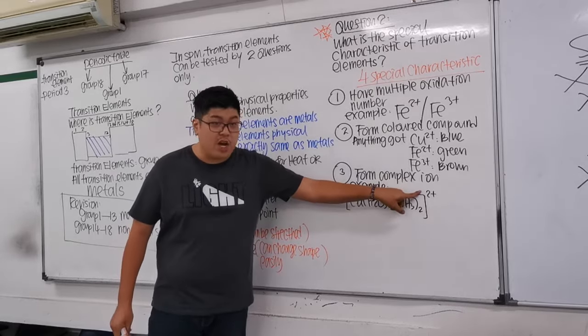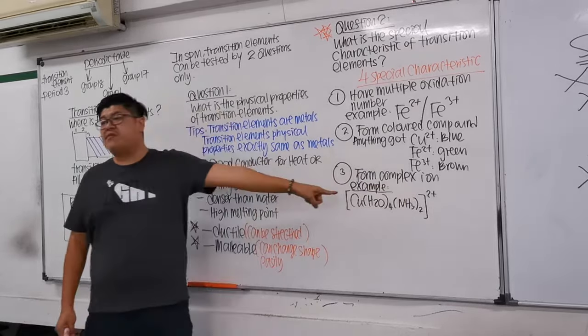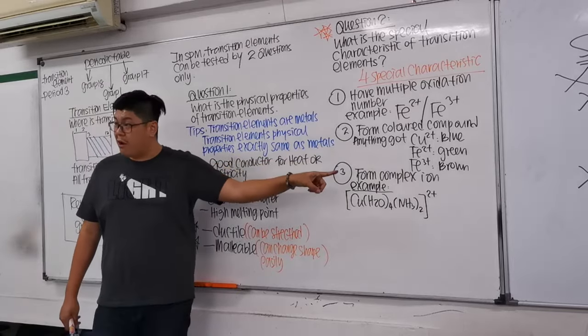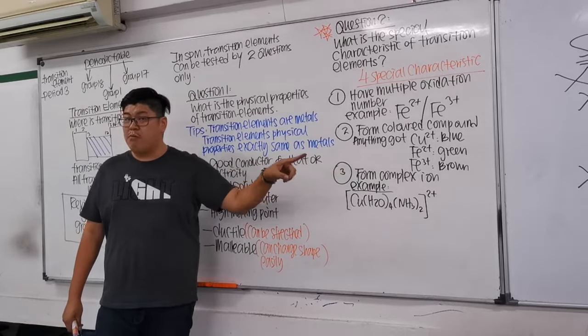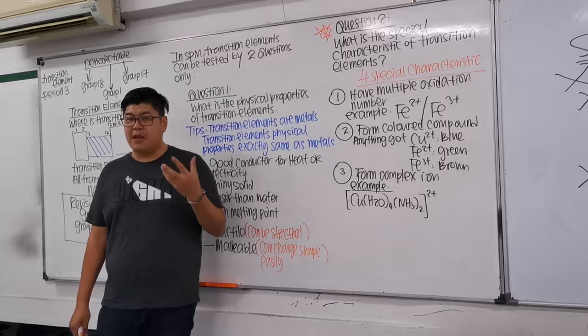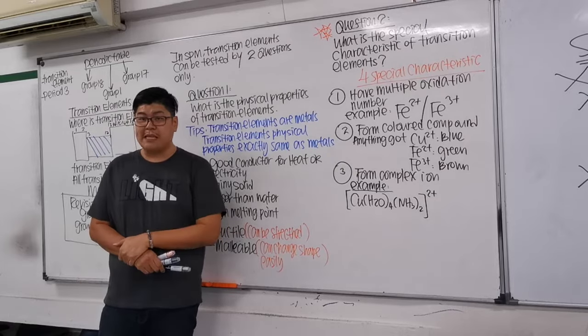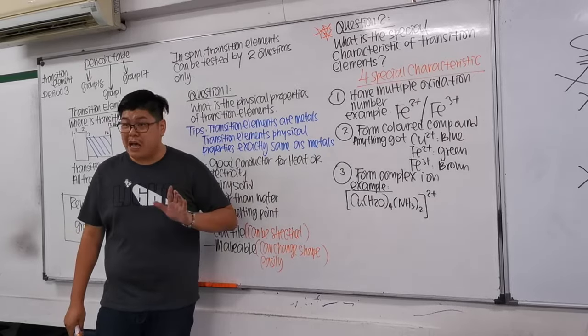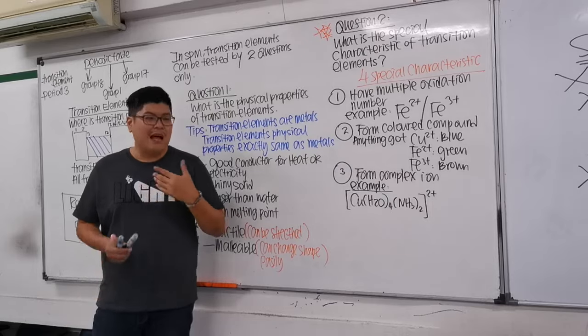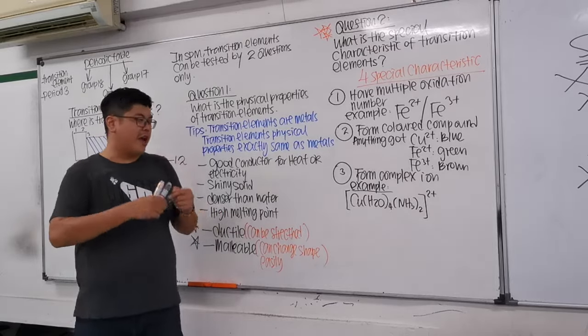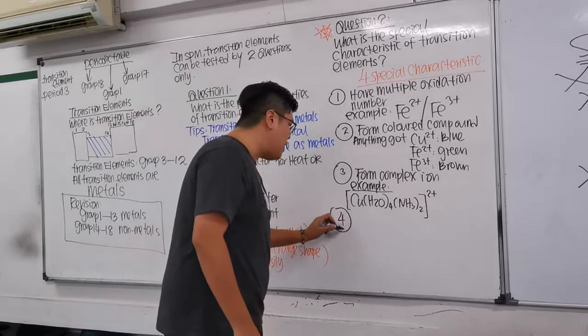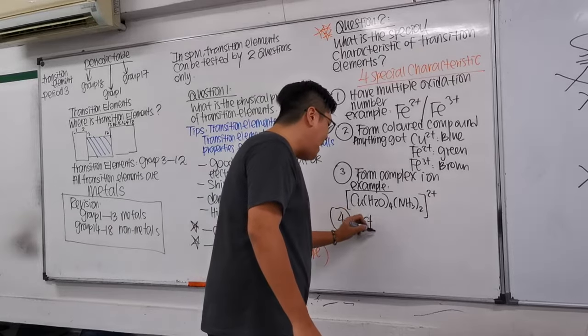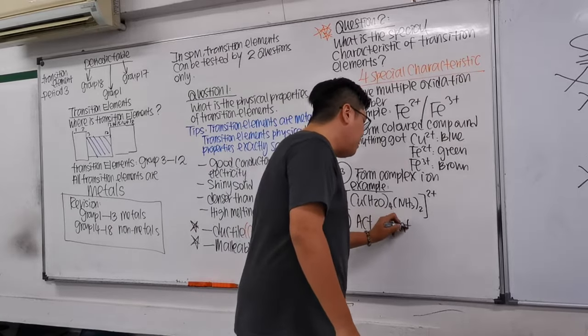This fella got charge, is ion. This fella called complex ion. Get that? Transition element can form some very complicated fella got charge. That's called complex ion. Don't need to memorize the example. Clear? Okay, last one and no more. Transition element can act as catalyst.